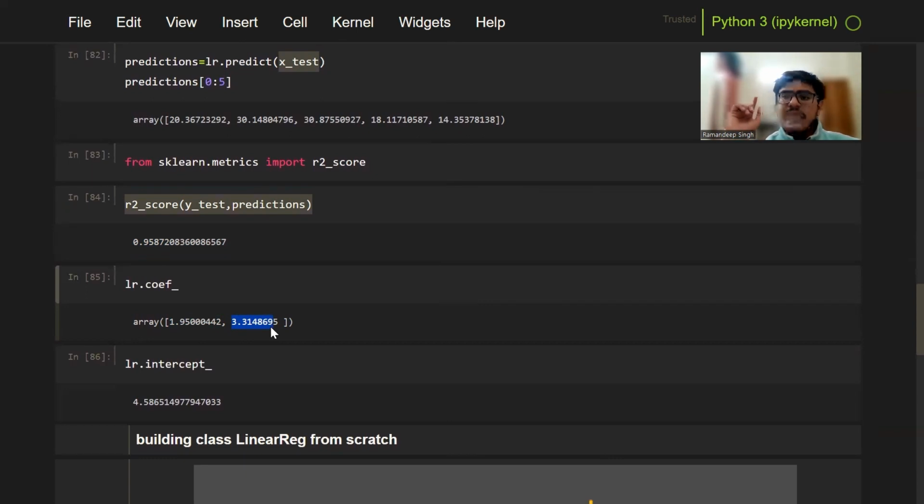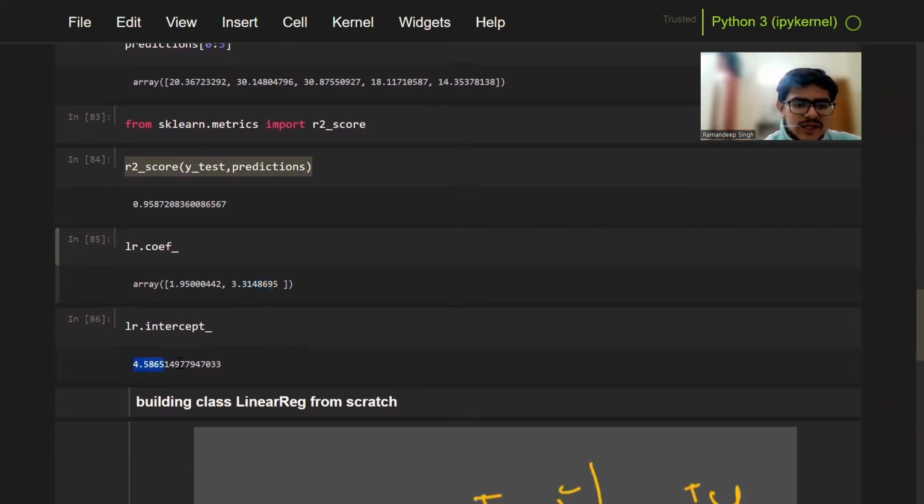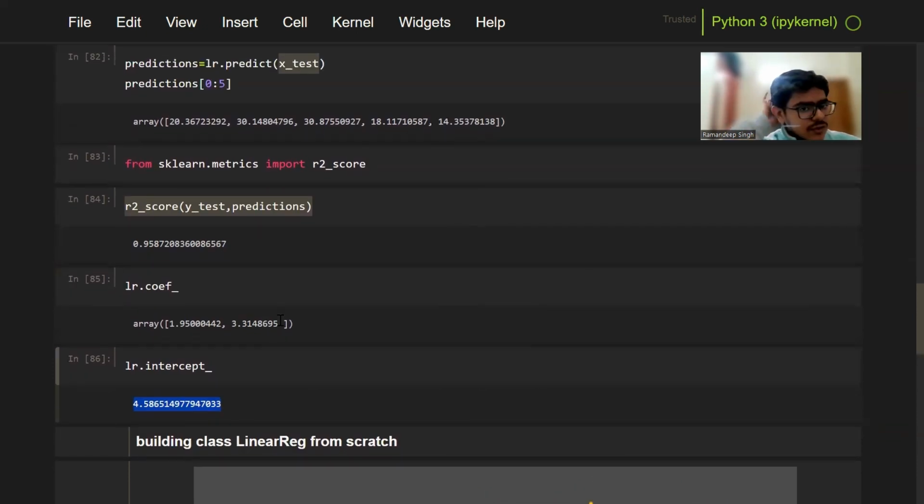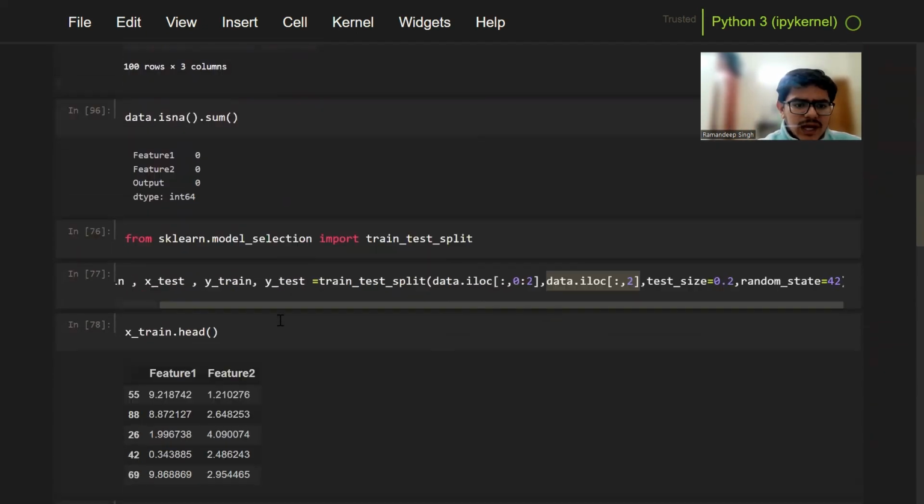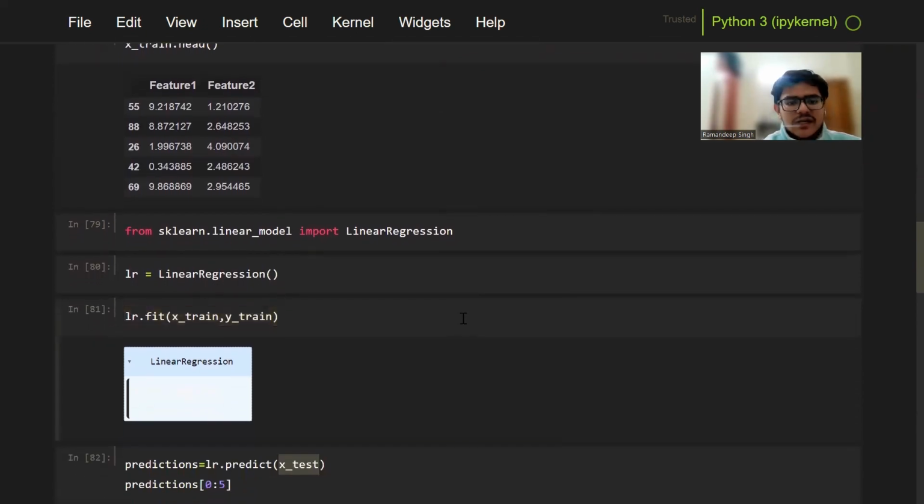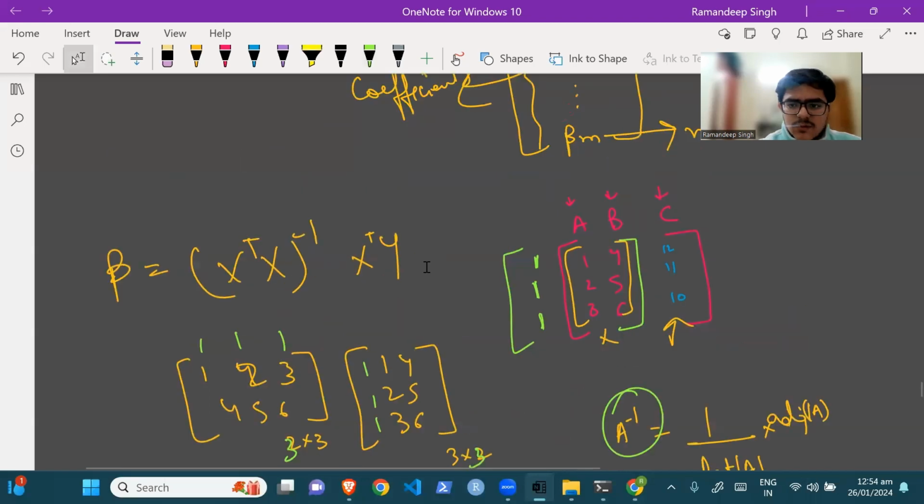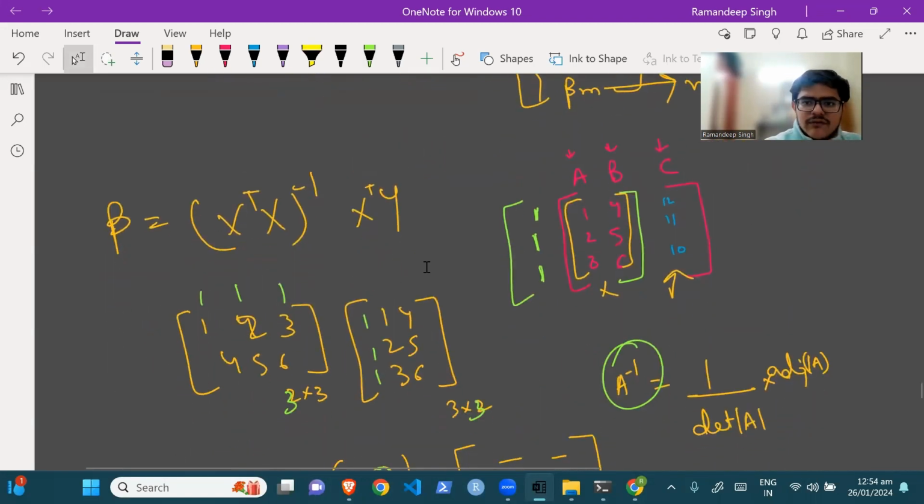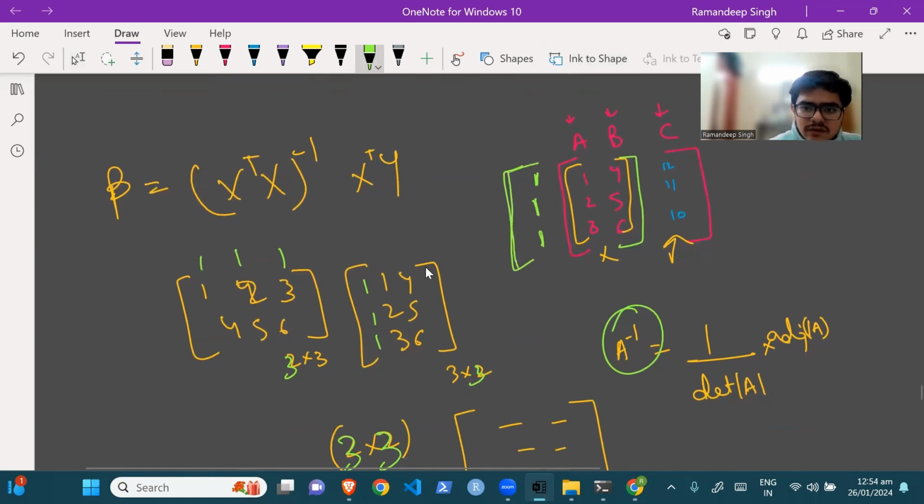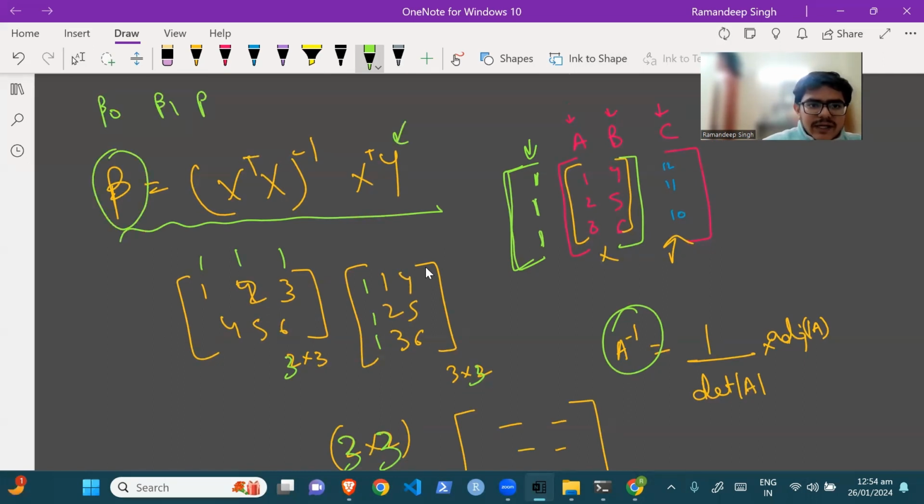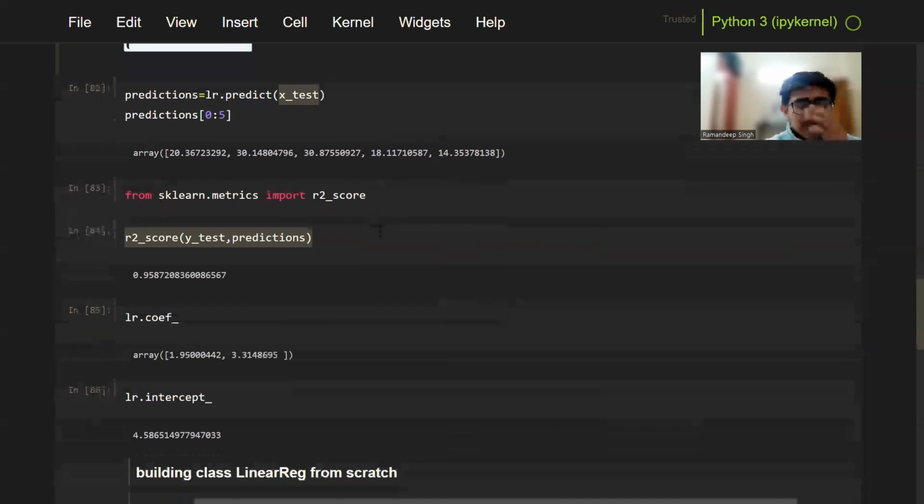This is the beta 1 and beta 2 we have discussed. And this is the beta naught which we have discussed, the intercept term, which is coming out to be 4.58. So when I ran lr.fit, what happened in the backend is that everything we have studied was implemented here. First, a column was generated with each element as one, and X was passed in this formula, and y was also passed here, which helped me calculate my beta 0, beta 1, and beta 2, right? So these are my betas which are calculated after that process.